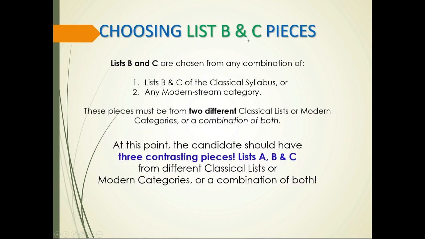Okay, moving on, choosing list B and C pieces. List B and C are chosen from any combination of the list B and C of the classical syllabus or any modern stream category. These pieces must be chosen from 2 different classical lists or modern categories or a combination of both. At this point, the candidate should have 3 contrasting pieces, lists A, B and C, from different classical lists or modern categories or a combination of both.